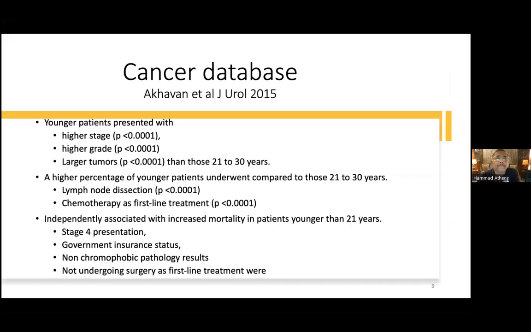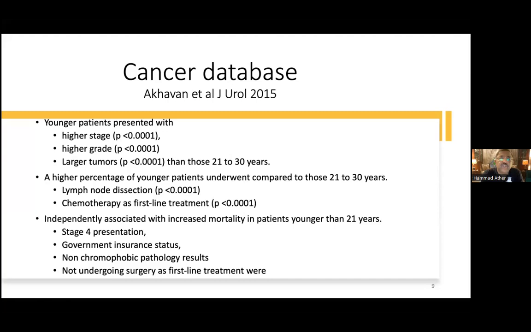Looking further into this database, one can see that younger patients presented with higher stage, higher grade, and larger tumor size. So as I've said, since there is no huge database anywhere, we look into various series and we find some authors have concluded that they are not aggressive depending upon what kind of tumors they are seeing. So in this series, they noted that patients who are under 15 years of age more frequently have more aggressive cancers. But if your cancer is diagnosed between 21 and 30 years of age, it is likely to be less aggressive.